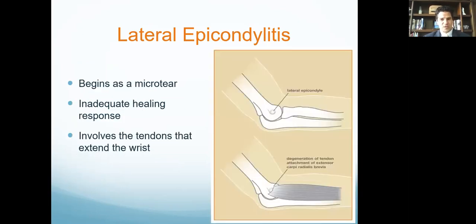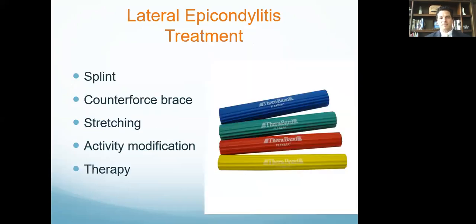So this is just a little cartoon again, kind of describing what we were talking about, where this part is on the outside part of your elbow, and you can get those little micro tears there, and that's where the pain usually is. It begins as a micro tear, and our bodies typically have normal healing responses, but if the damage outpaces the healing response, then we end up with the discomfort that comes with tennis elbow.